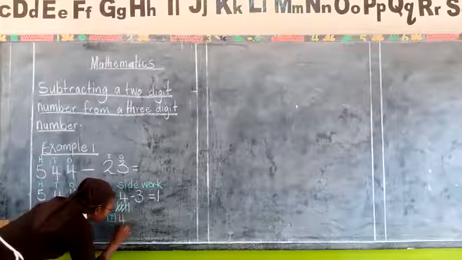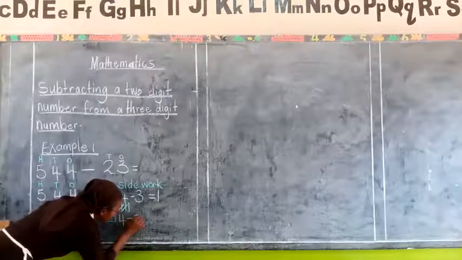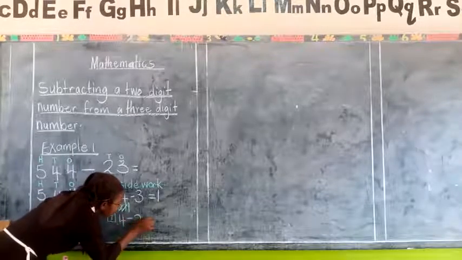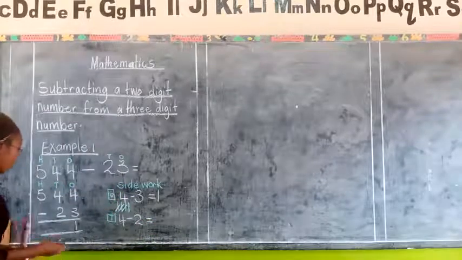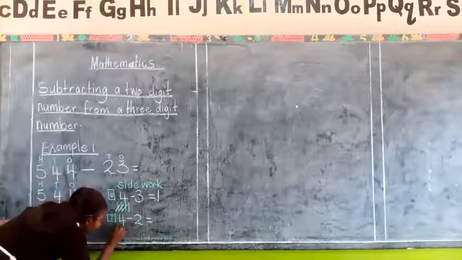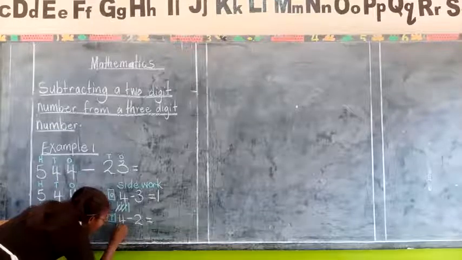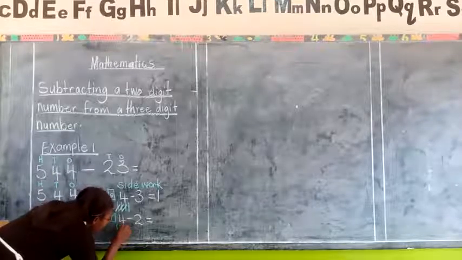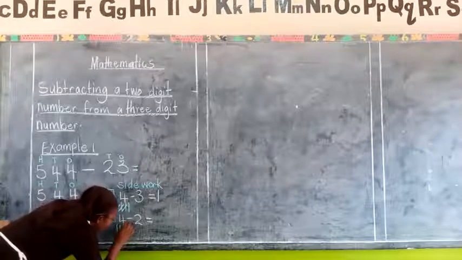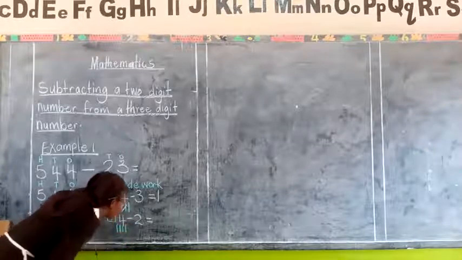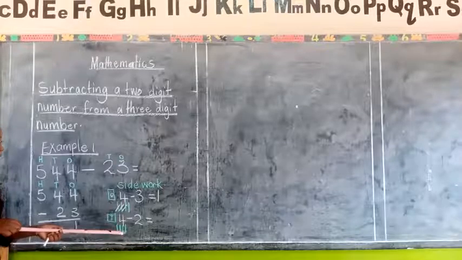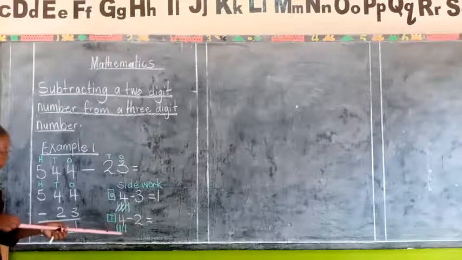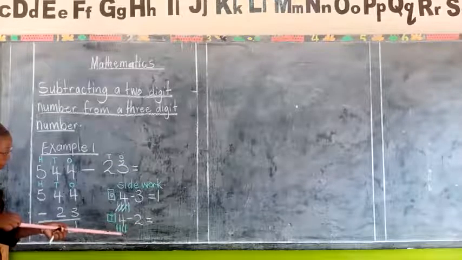4 minus 2. This is under the tens. So we shall draw our 4 counters here, right? Draw them under number 4 because the number that we are supposed to take from is number 4, not number 2. So we draw them here under number 4.